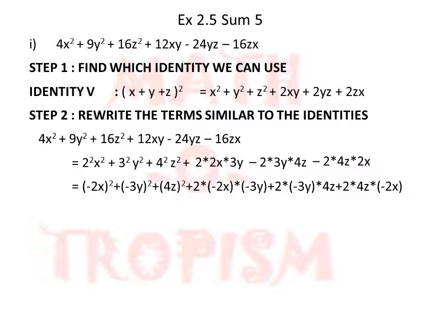So instead of 2x the whole square, I am going to write minus 2x the whole square plus, again y also is negative, only then the xy term can become positive, so minus 3y the whole square plus 4z the whole square plus 2 into, instead of 2x now I am writing minus 2x into minus 3y, plus, because now I have changed the sign, plus of, again what is my y, minus 3y into 4z, plus again 2 into 4z into minus 2x.